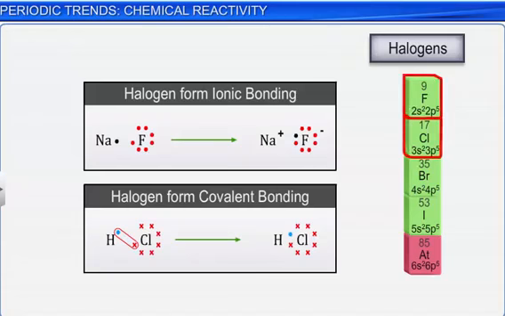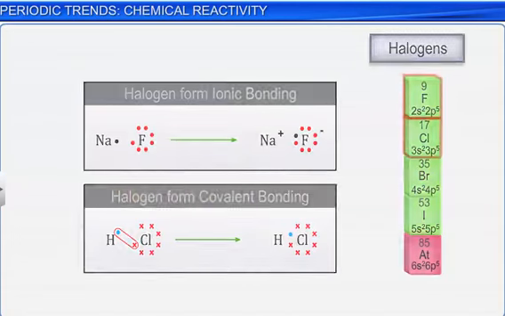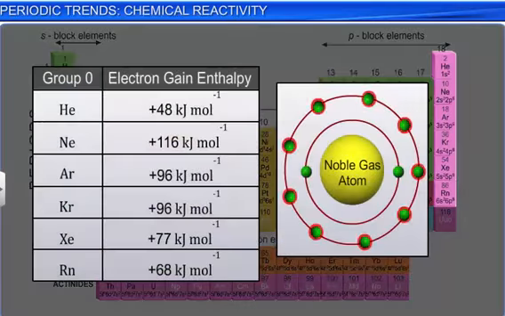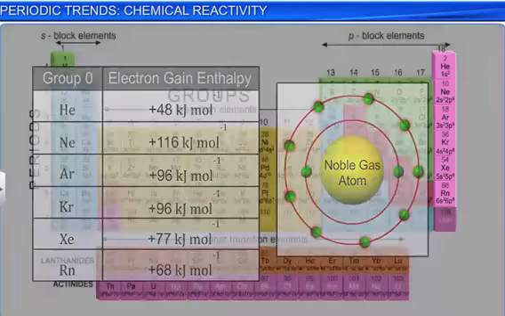This is in contrast to the noble gases that have completely filled outer electronic shells and thus exhibit a positive electron gain enthalpy and the least reactivity. Chemical reactivity is the highest for both alkali metals and halogens.